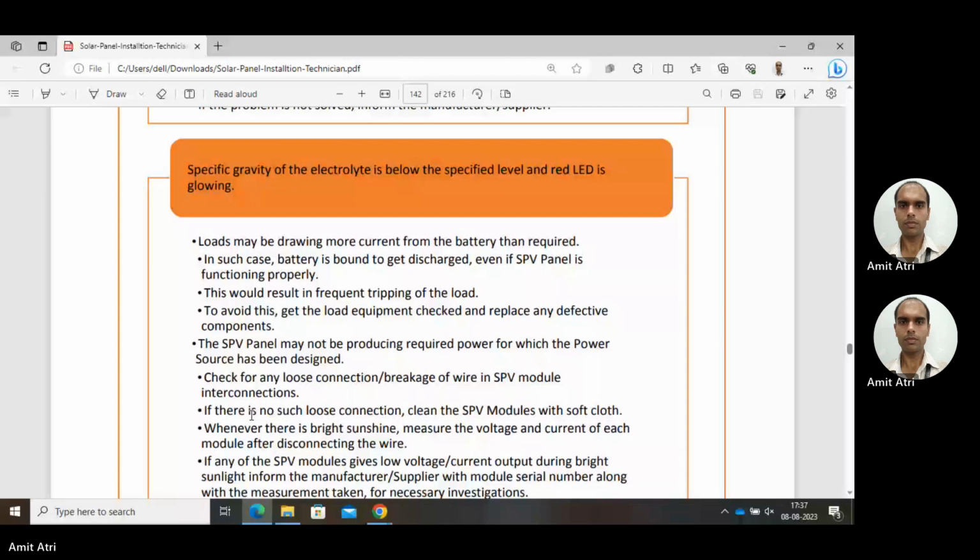If that is not the case, then maybe the panel surface is not clean. Even when there is bright sunshine, measure the voltage and current of each module after disconnecting the wire. Different modules are connected in a series-parallel configuration, so check every module. If any single module is giving less voltage or less current, even when a good amount of sunlight is available, then we need to inform the manufacturer or the supplier. We should specify the module serial number and the measurements taken for necessary investigation, to find out why less electricity is being produced by the solar panel system.